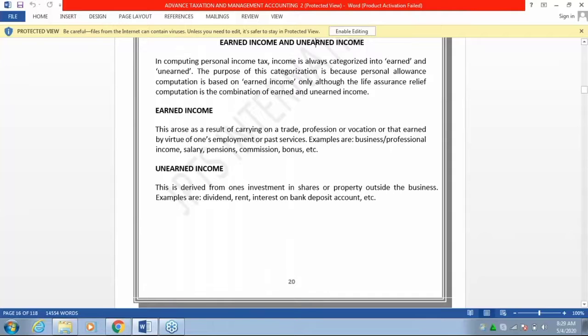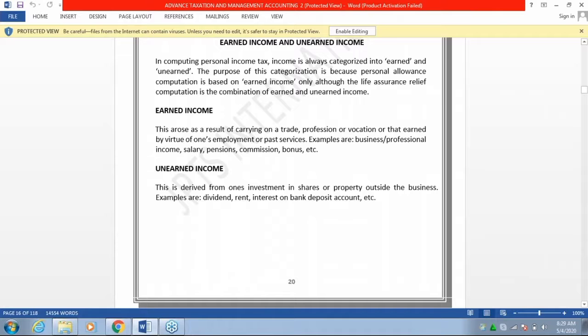Earned income arises as a result of carrying on a trade, profession, or vocation, by virtue of one's employment or past services. Examples are business or professional income, salaries or pensions, commissions or bonuses. They are examples of earned income. Unearned income, on the other hand, is income derived from one's investment in shares or property outside the business. Examples are dividends, rent, interest on bank deposit accounts, among others.